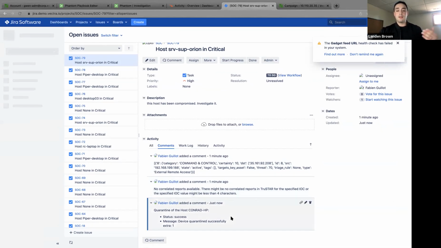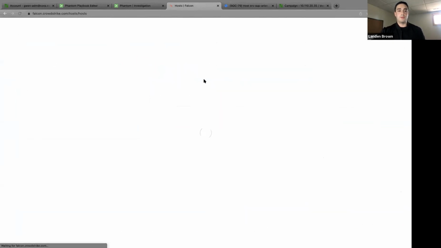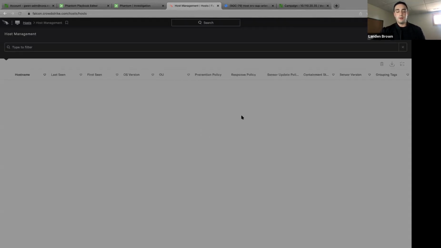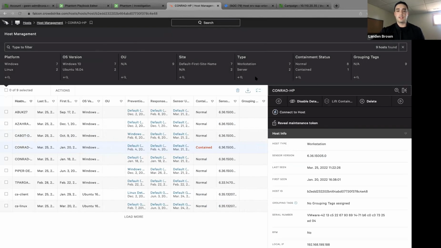And lastly, the quarantine of the actual host was successful, meaning that we quarantined the host successfully. And we can verify that if we go to our host management page within CrowdStrike. We should be able to see very quickly that our host here is contained, right? We have a successful containment on this host.